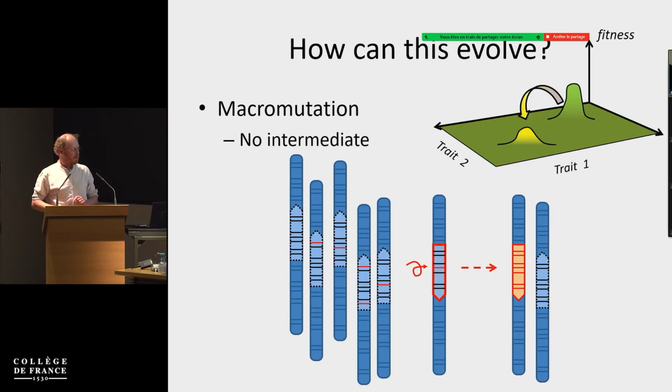And you can also imagine an inversion being a macro mutation and capturing at the same time a beneficial allele that doesn't need a coadaptation, and a breakpoint effect, for example. And in this case, you can have an immediate advantage to an inversion without having to have multiple mutations on the same haplotype.